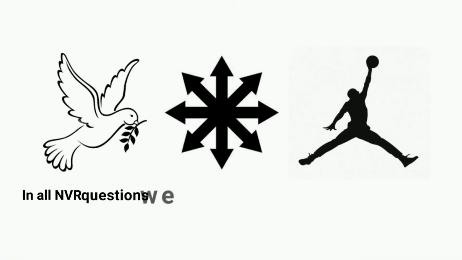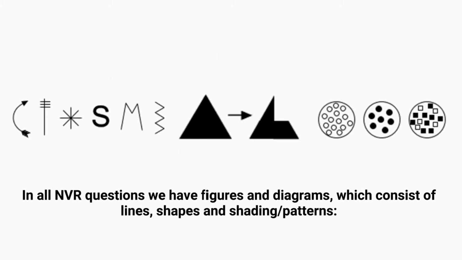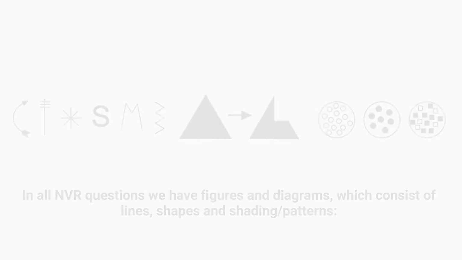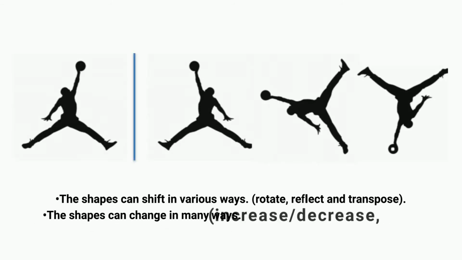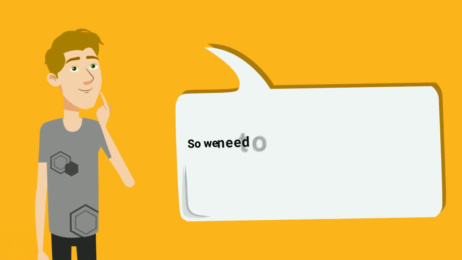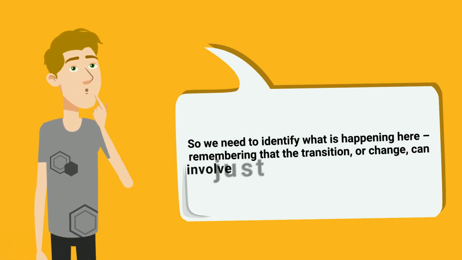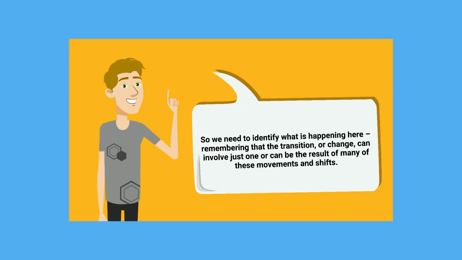In all NVR questions, we have figures and diagrams, which consist of lines, shapes, and shading or patterns. The shapes can shift in various ways: rotate, reflect, and transpose. The shapes can change in many ways: increase or decrease, add and copy. They can consist of a movement, size, or number sequence. So, we need to identify what is happening here, remembering that the transition or change can involve just one or can be the result of many of these movements and shifts.